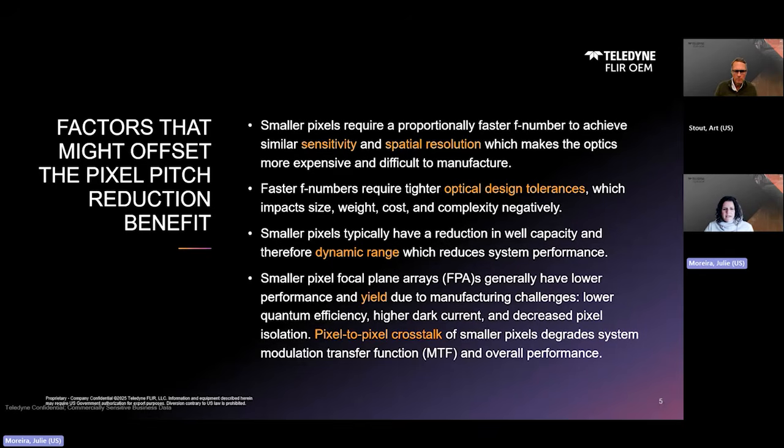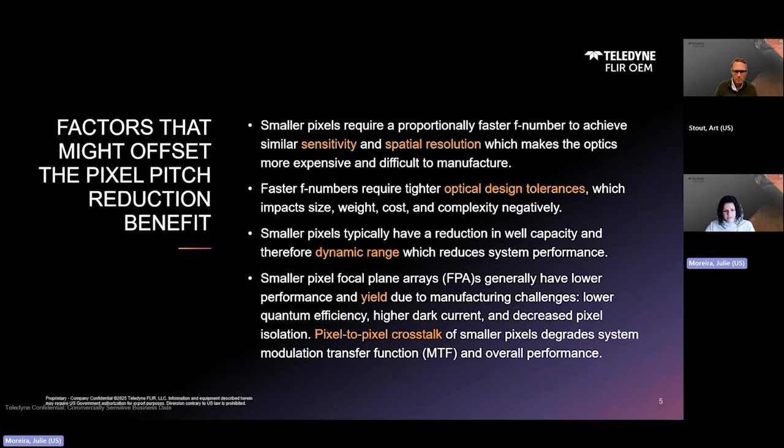So let's start with sensitivity. Smaller pixels have less active area to collect photon flux, which reduces our signal-to-noise ratio. To counter this, smaller pixel sizes require proportionally faster f numbers to achieve similar sensitivities. This means the system diameter, which is driven by the front optical element or entrance aperture, is the same as or slightly larger than the larger pixel systems of the same sensitivity.